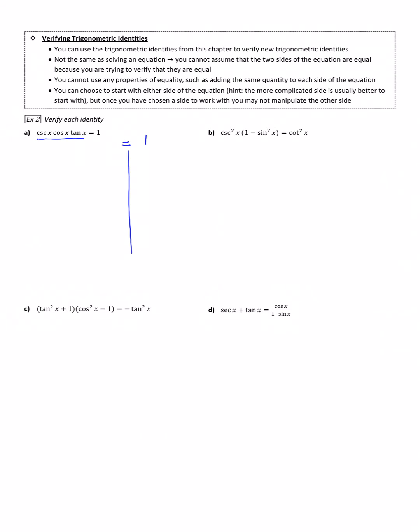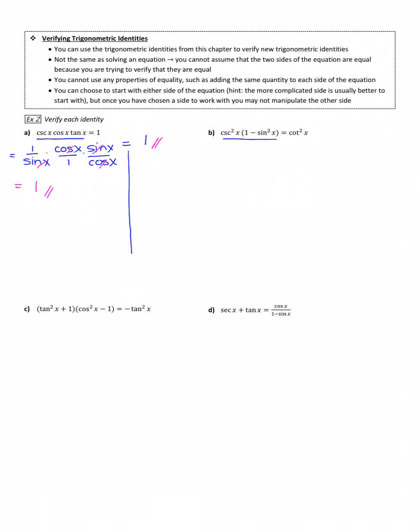So my strategy for this one will be to turn everything into sine and cosine. So cosecant becomes 1 over sine, and cosine just stays as it is, and tangent we know is sine x over cosine x, and then we see that, so this cancels with this cancels with this, that equals 1, and since these are the same, you're done. That's how you know you're done, when you get to that point where it's what you had on the other side.